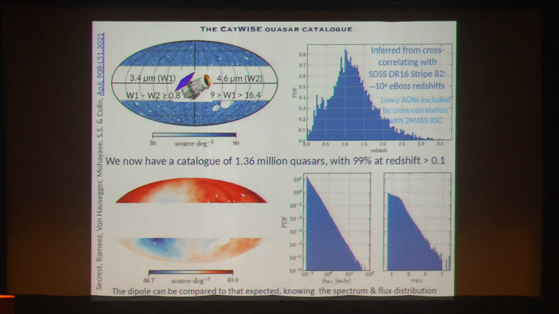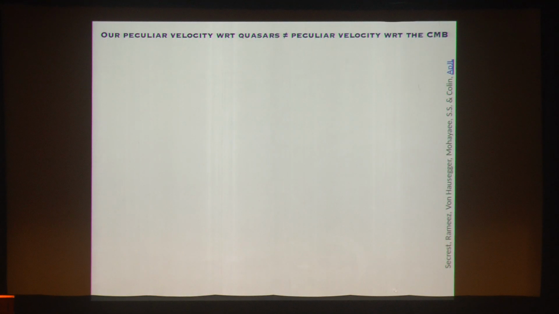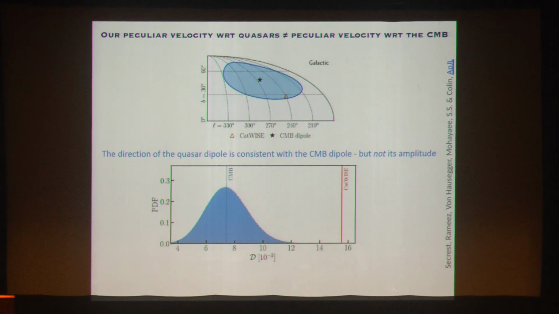So we look at that, and then we calculate the dipole. You can even see it visually, right? And we know the spectra and the flux distribution of these quasars. So when we put it together, we find that the dipole, which is plotted here on this x-axis, is here for this CatWISE sample. Whereas the expectation from the kinematic interpretation of the CMB dipole is here.